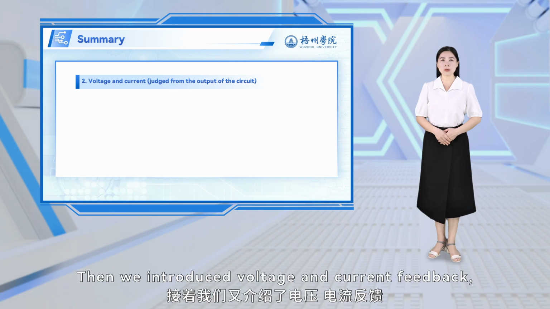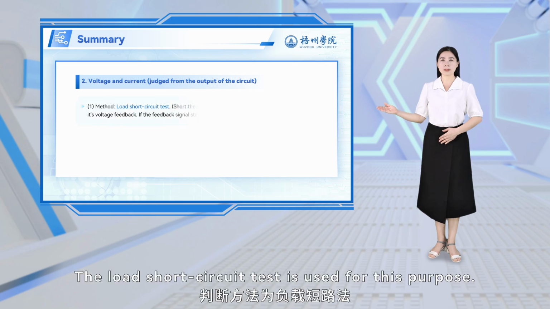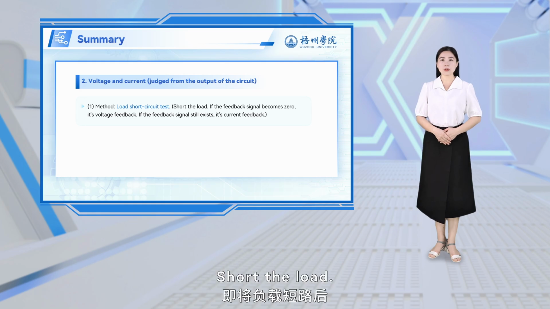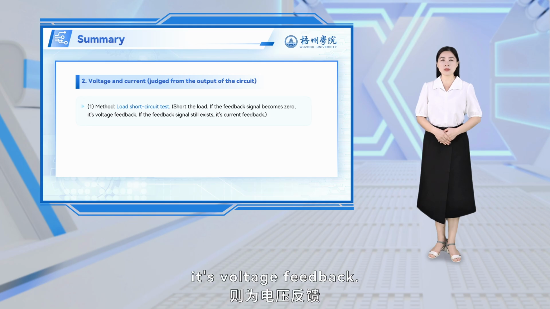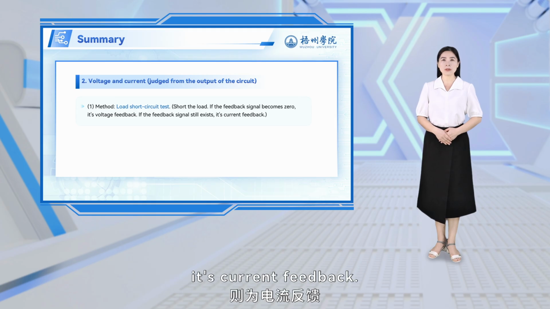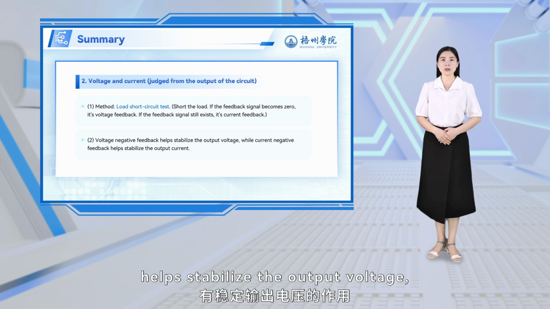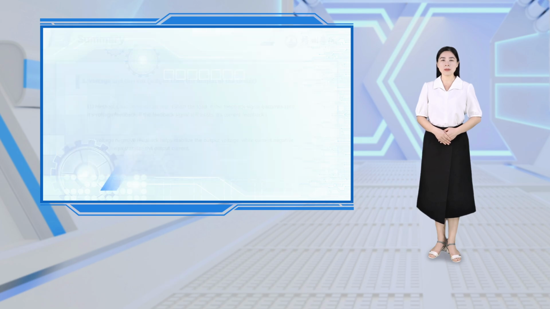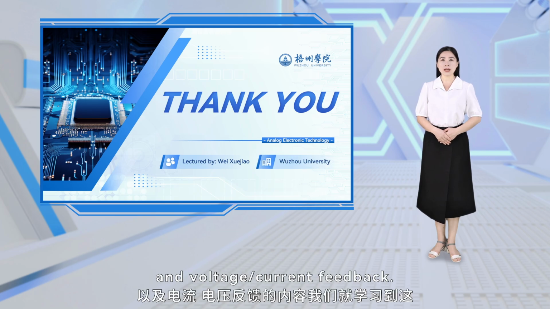Then we introduced voltage and current feedback, which are judged from the output of the circuit. The load short circuit test is used for this purpose. Short the load. If the feedback signal becomes zero, it's voltage feedback. If the feedback signal still exists, it's current feedback. Voltage negative feedback helps stabilize the output voltage, while current negative feedback helps stabilize the output current. That concludes our lesson on series and shunt feedback in voltage and current feedback.